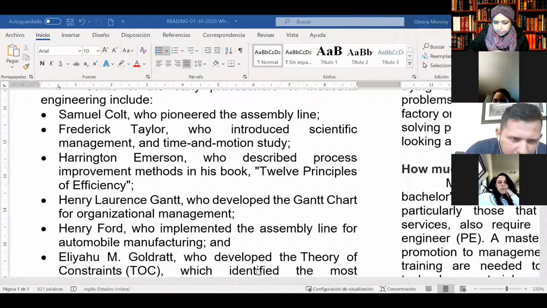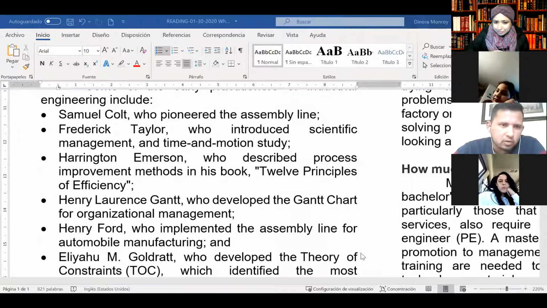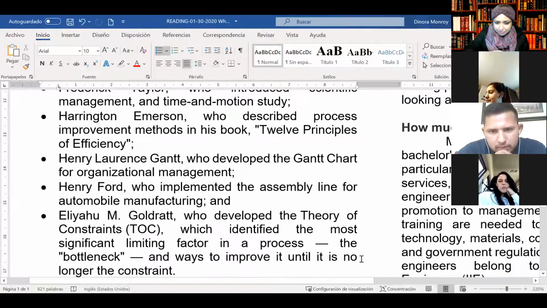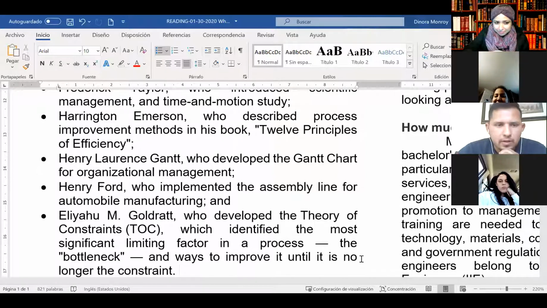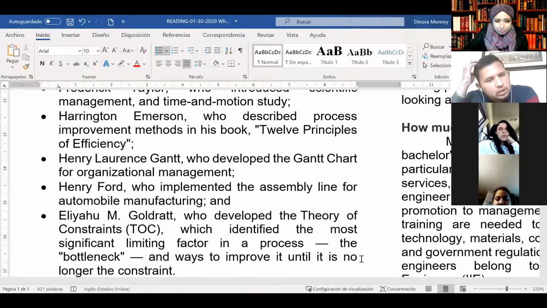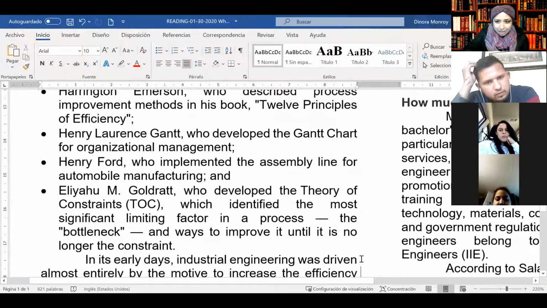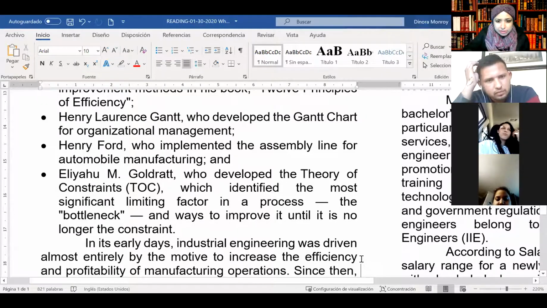And Eliyahu M. Goldratt, who developed the theory of constraints, which identified the most significant limiting factor in a process, the bottleneck, and worked to improve it until it is no longer the constraint. Okay, thank you very much. Next person, please.